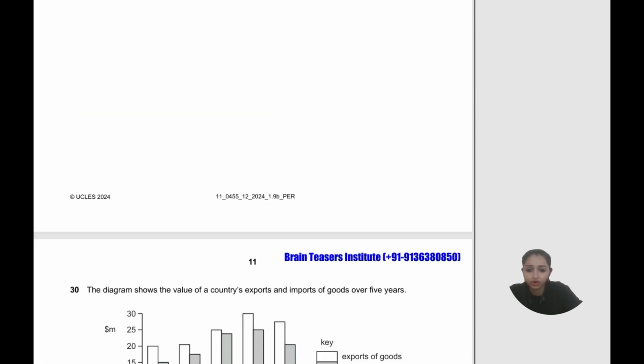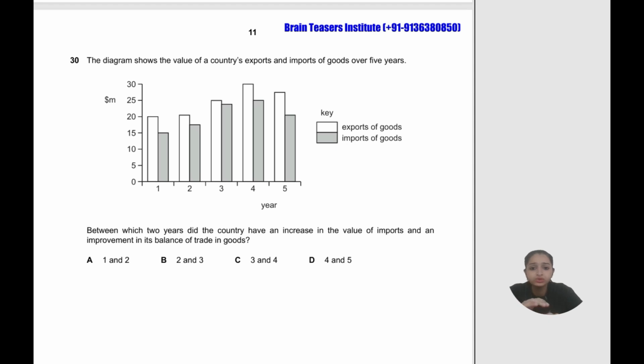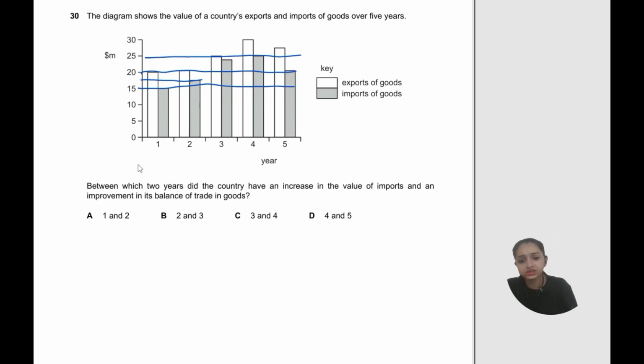Coming to the last question of this paper, the diagram shows the value of a country's exports and imports of goods over the past 5 years. All right, now they have given some data here, so you should be able to understand and gauge some idea. Just look at this. You can use a scale, ruler, anything. I might just use this to help you understand what is happening here. And we can just create a little bit of a data table here, right? Now, they have asked us between which 2 years did the country have an increase in value of imports and improvement in the balance of trade in the goods.